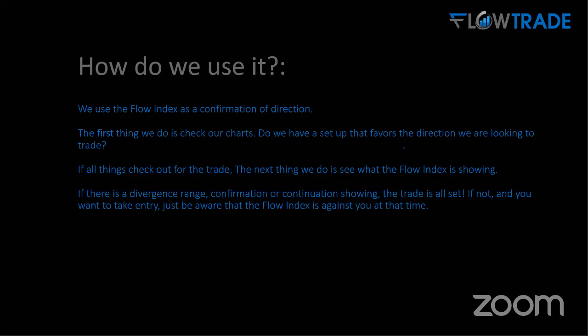Is it giving us a divergence setup, which we're going to cover? Is it giving us that divergence setup? Or are we looking for that continuation to go? Yeah, exactly, Andy. Confirmation and avoidance. Perfect. So if there's a divergent range, the confirmation or the continuation showing, well, then the trade's good to go. But if it's not, it's kind of one of those things where it's on you at that point. You just have to be aware that the flow index is not with you at that point and that you're trading against the money.